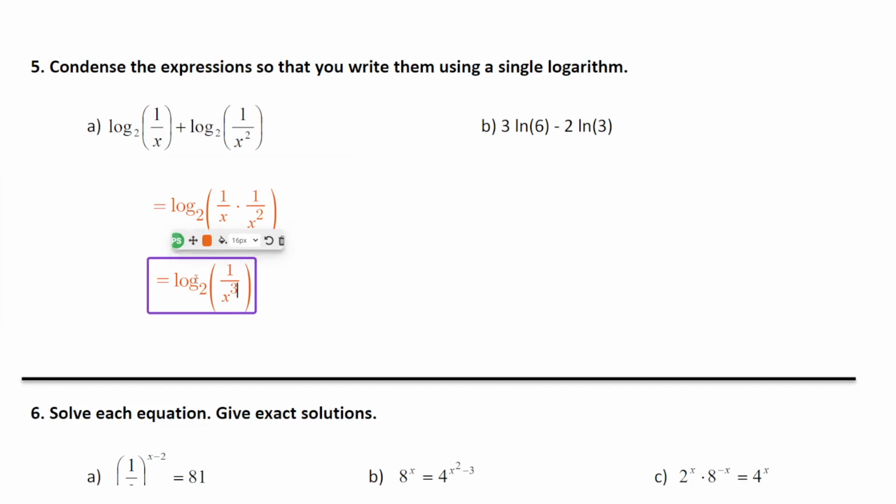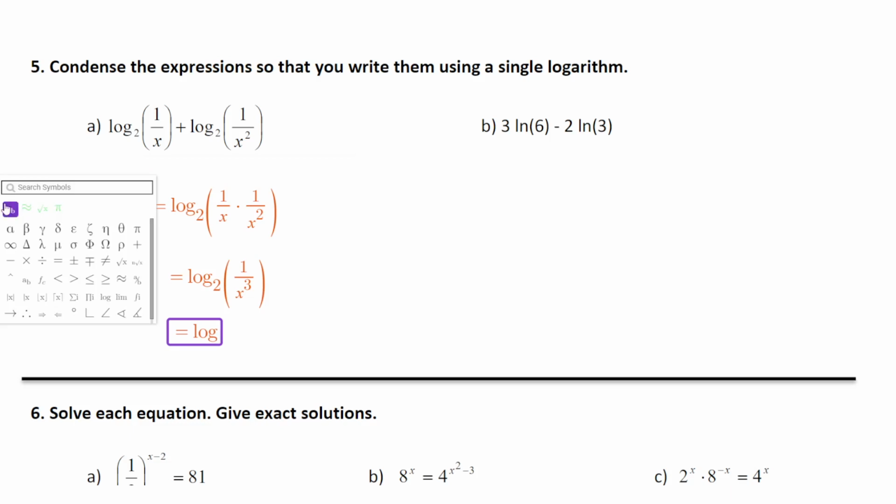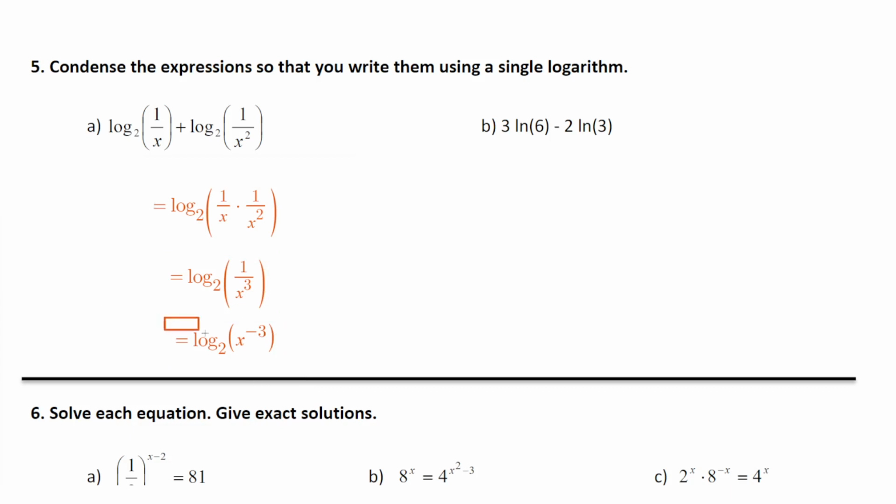You could rewrite this. I mean, this answer right here is fine, but you might see it written with a negative exponent. So just in case you run across one that does have a negative exponent, we can say that this is also equal to x to the negative third power. Either one of these two answers are fine, but I'm going to go with the one without the fraction.